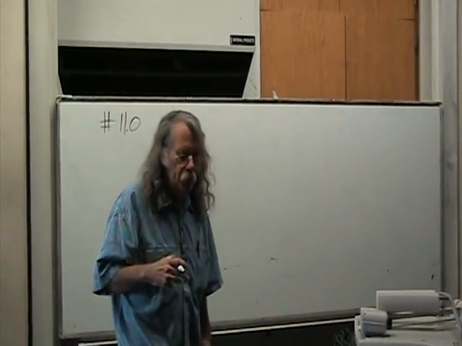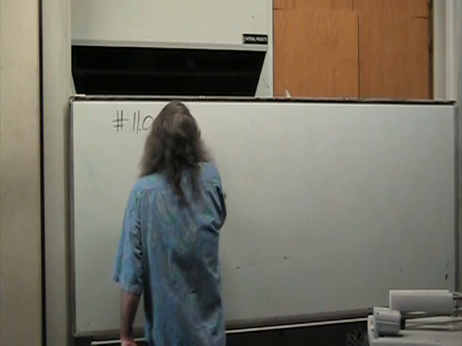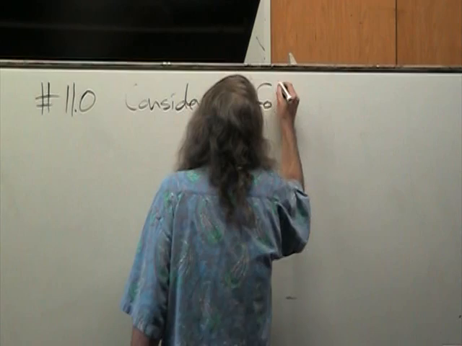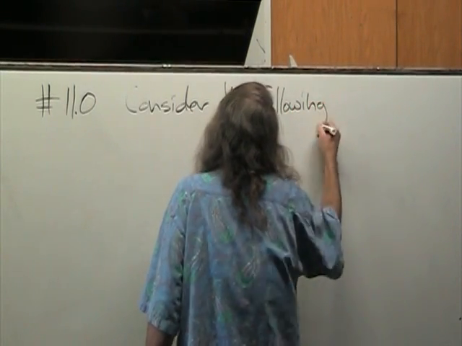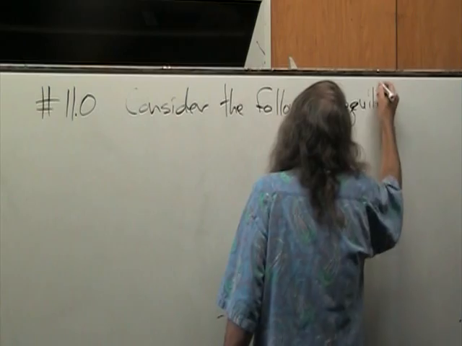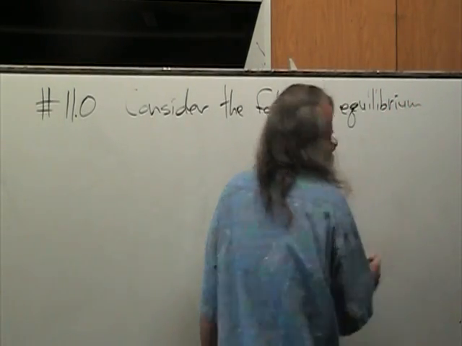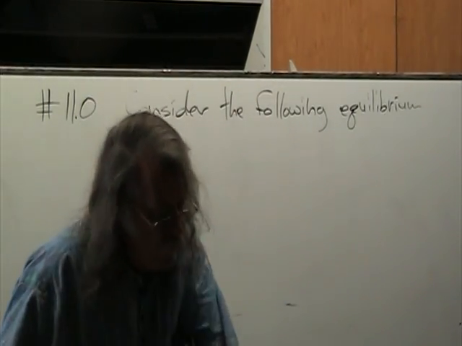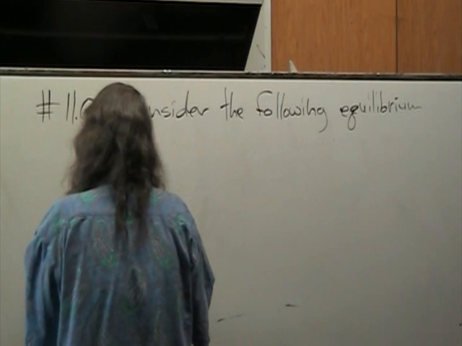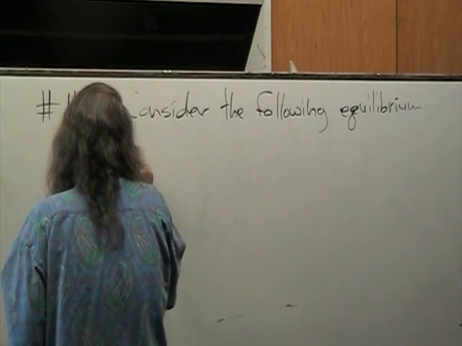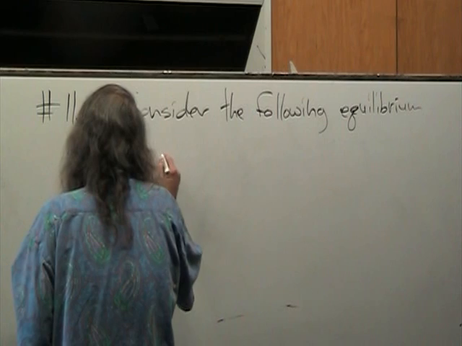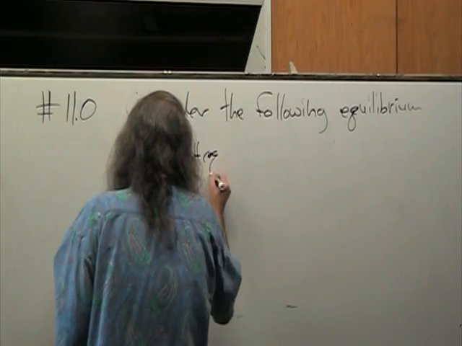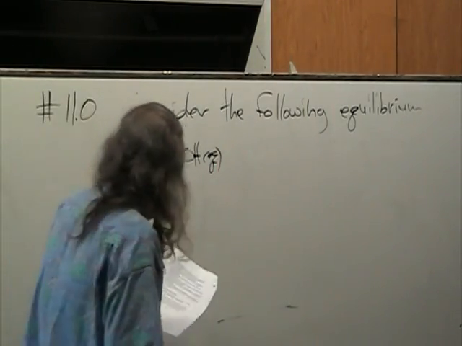This is number 11, and I want to consider the following equilibrium. I'm taking, it looks like, benzoic acid, which I'm denoting with that.